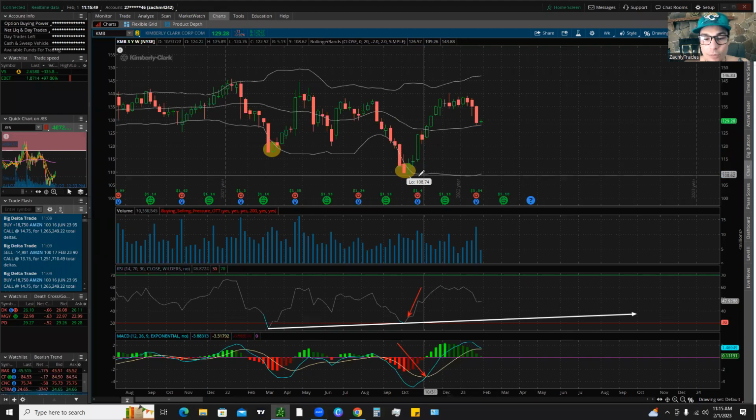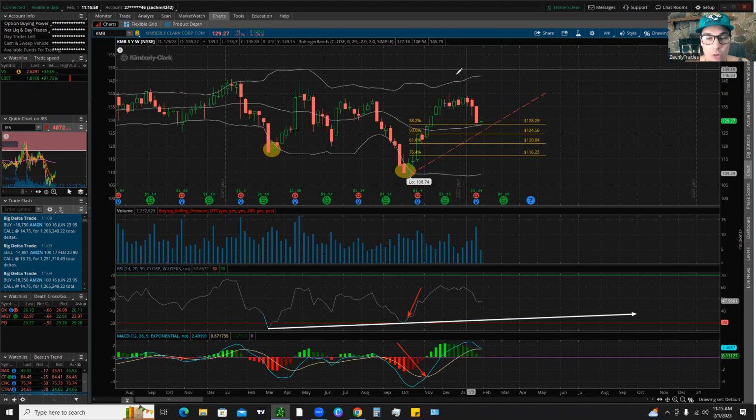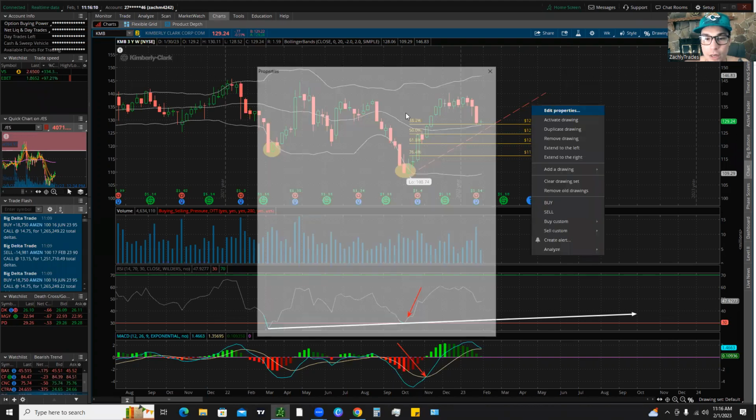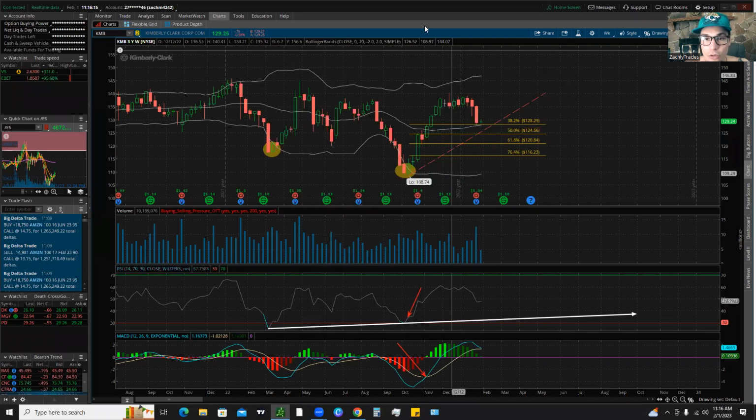Well, if you take out your fib tool, what we're going to do is connect this swing low here up to our most recent swing high. And it's going to give us our major retracement levels that we need to hold for support. Now, notice how our first one, the 38.2% retracement level, is lining up nicely with the middle Bollinger Band right here. And that's going to be at 128.29. What I'll do is put this over here to the right and show the coefficients on the right so that you guys can see the levels clearer.